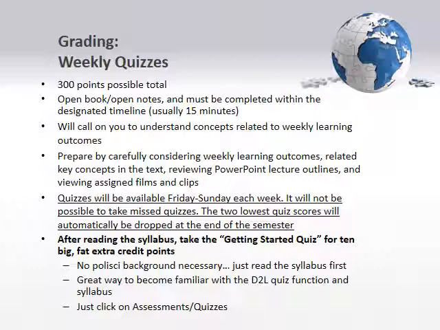To get familiar with the quiz function, after you've read the syllabus, jump in, take the Getting Started quiz. It requires no poli-sci background, just that you've read the syllabus. It helps me to get to know you just a little bit better, and it helps you to get to know the quiz function in D2L. Again, we will have weekly quizzes. Please let me know if you have any questions or concerns, and as we go, I will do my best to help you and provide materials so that you're prepared for these quizzes.